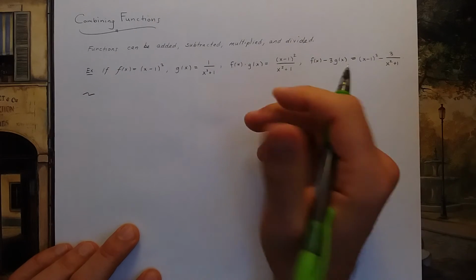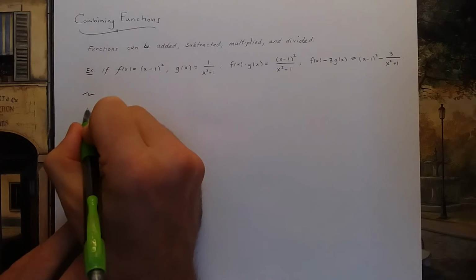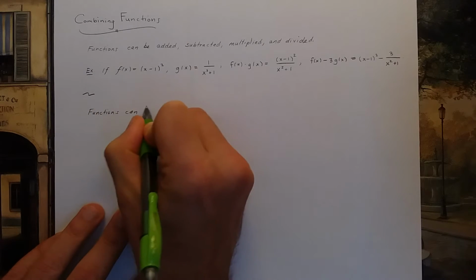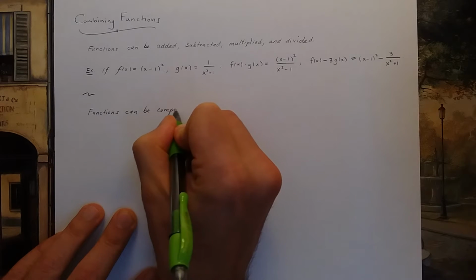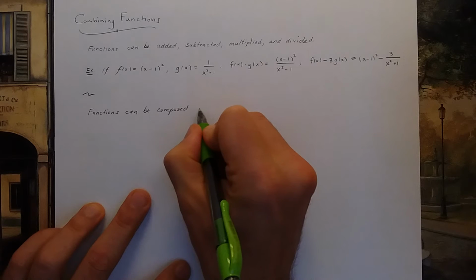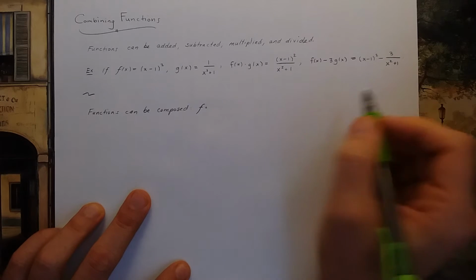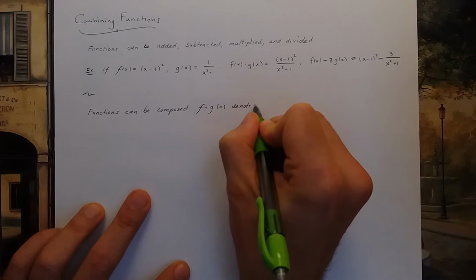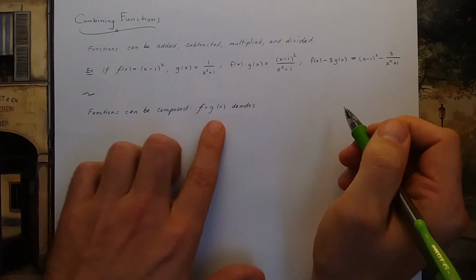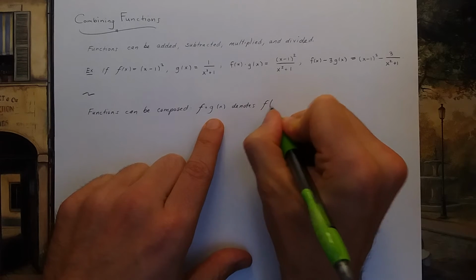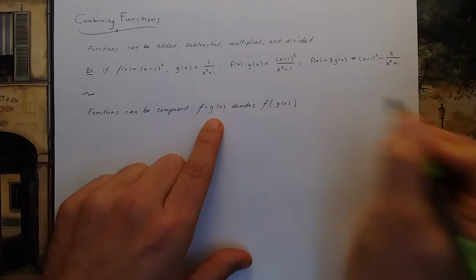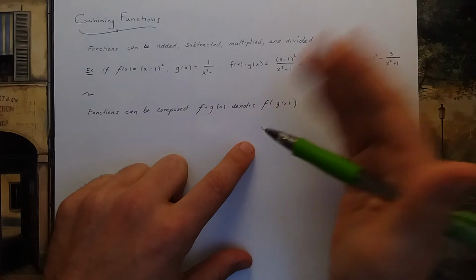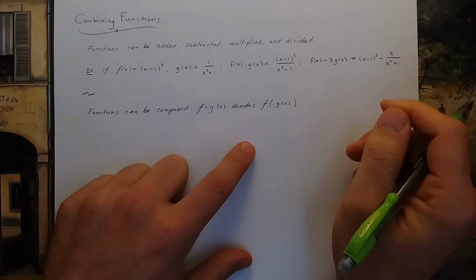But functions can also be combined in a different way. They can be composed. So if I write down f, a little circle symbol, and then g of x, this denotes putting one function inside of the other function. So this denotes f of g of x. First you're going to take your number x, apply the function g, and then with that result, you're going to apply the function f.